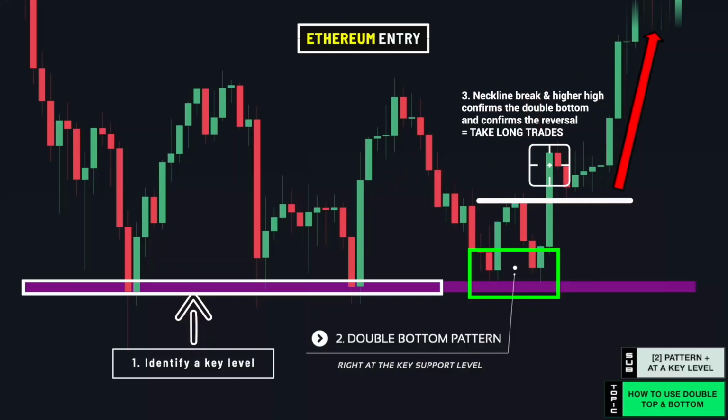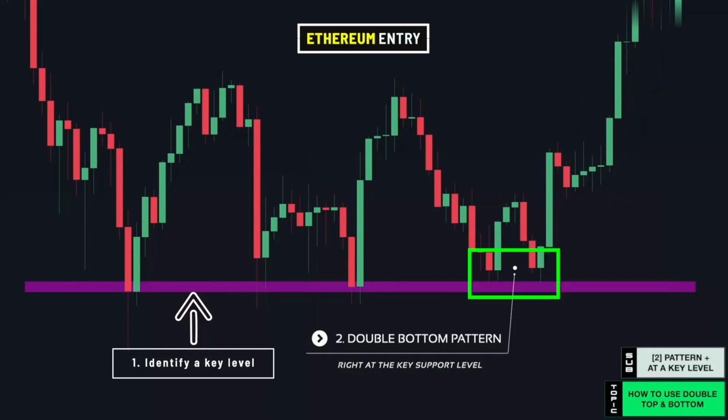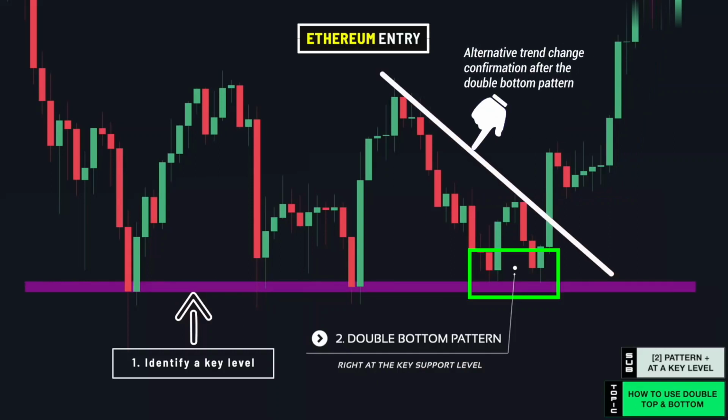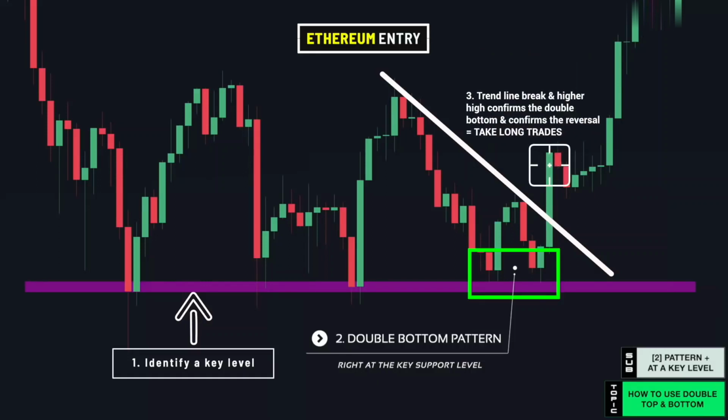Now to point something out, there was another trend change confirmation you could have used, which was placing a trend line like this, connecting the swing highs, and again, waiting for the breakthrough before looking for trade entries long. Now going the other way.